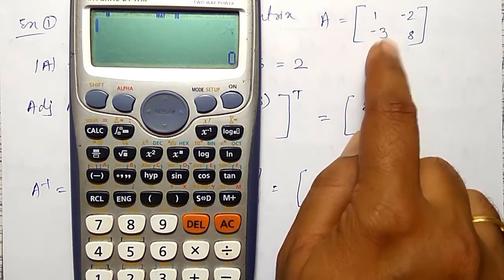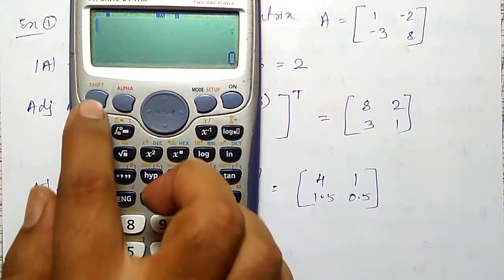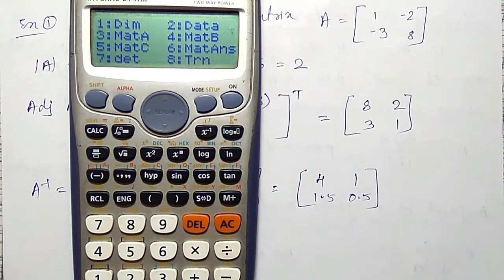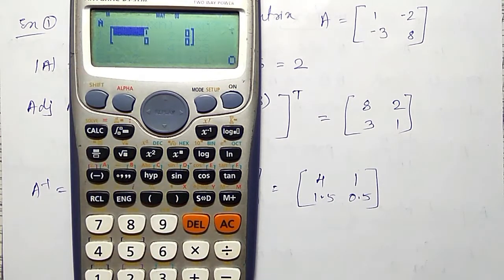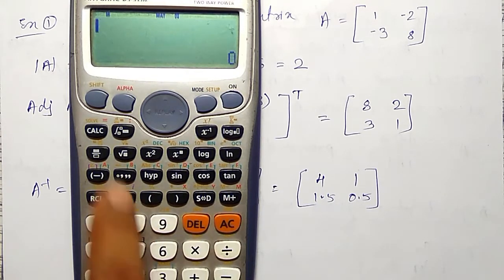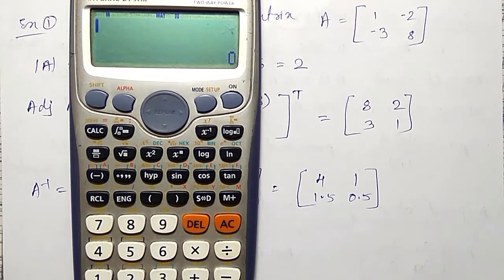For that I have to enter this matrix first. Press shift 4 and choose dimension of the matrix. Which matrix? I will select matrix A. The dimension of that matrix is 2 cross 2, that is option 5. I will enter the elements: 1, then equal to, then minus 2, equal to, minus 3, equal to, 8. Then press the AC button, and that matrix is stored.